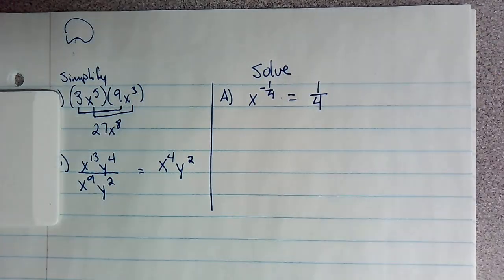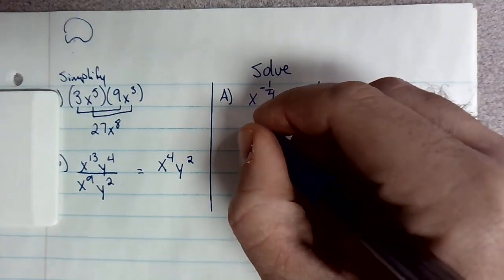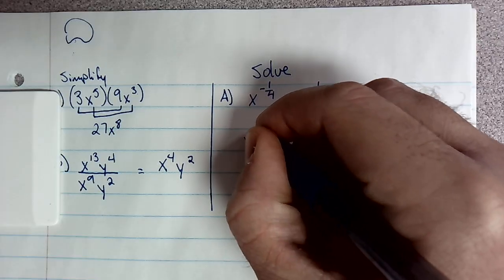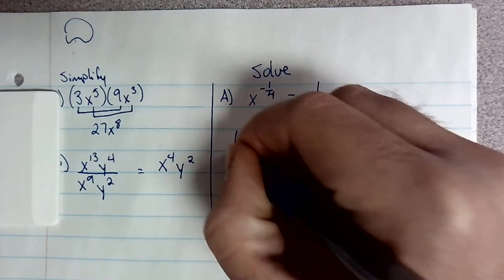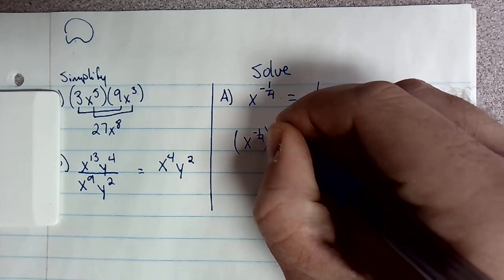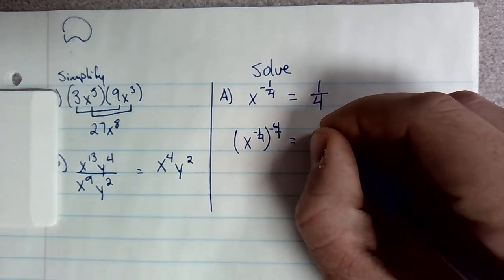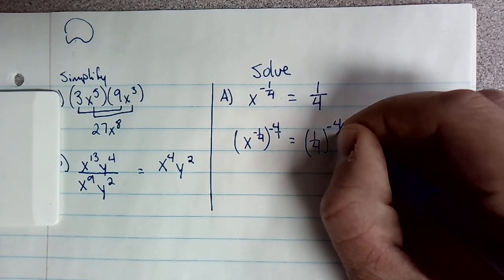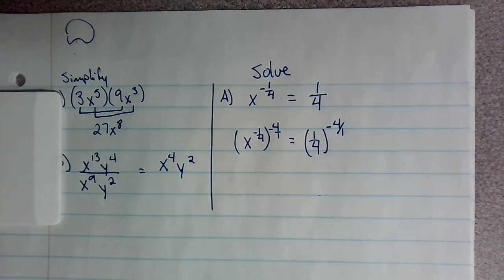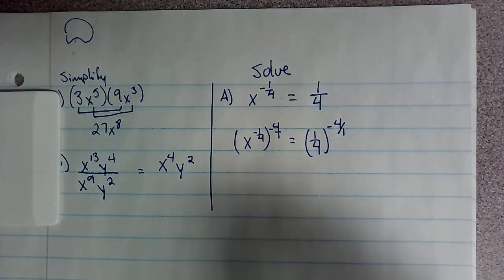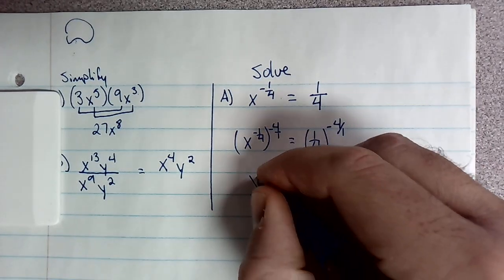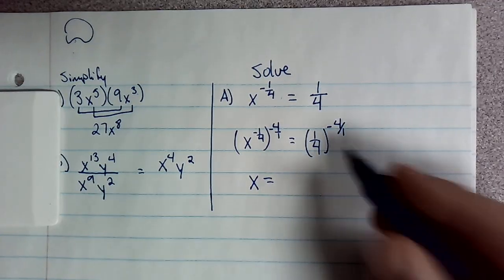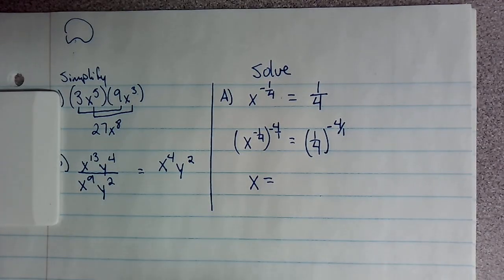How do I get rid of a 1/4 power? Use the reciprocal. I take it to the -4/1 power. Whatever I do to the left side, I can do to the right side. Oh, that's going to be a small number. So the left side becomes x, and then I plug that in my calculator. It's going to be pretty messy, actually.